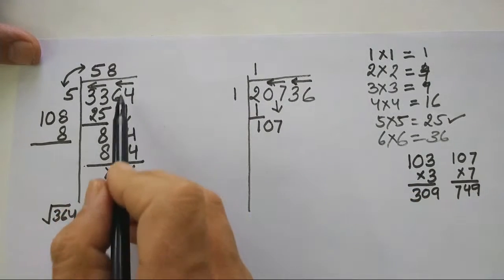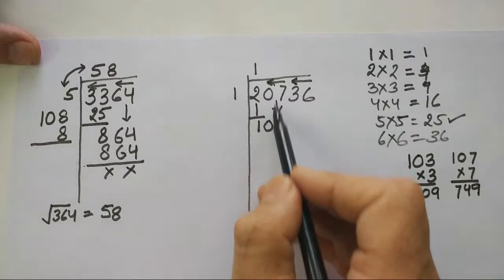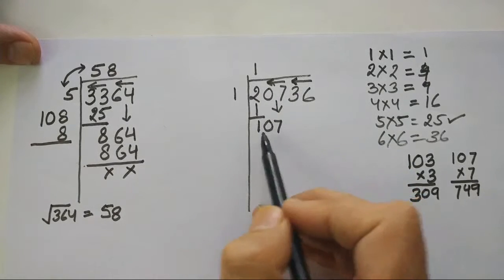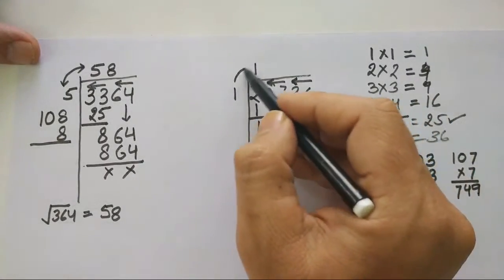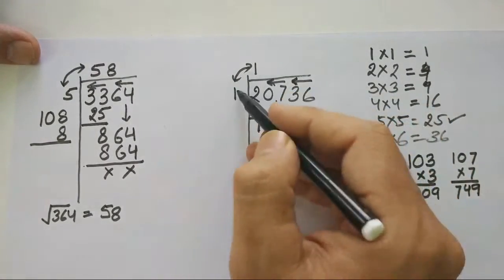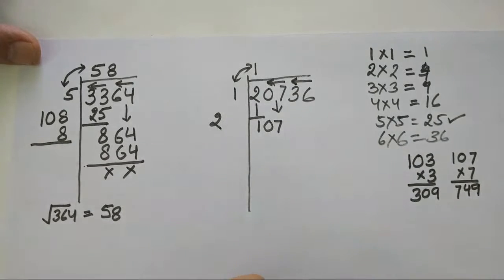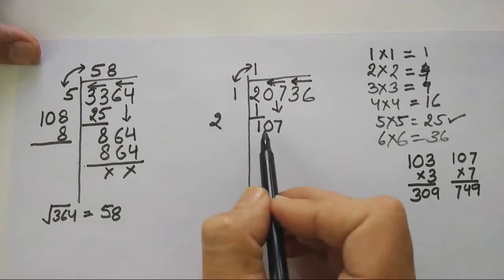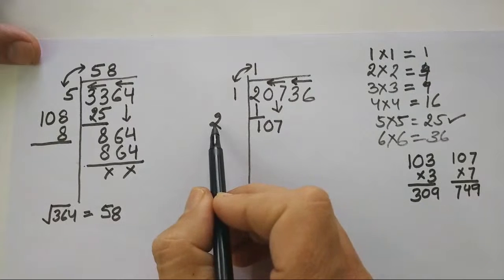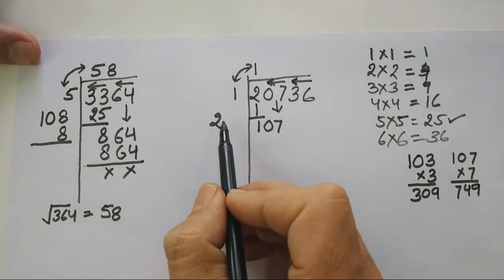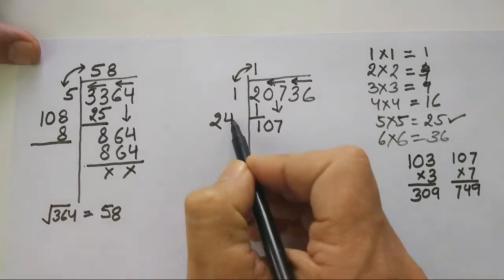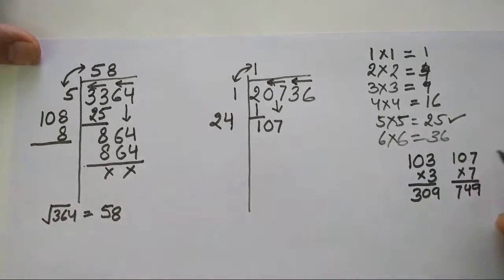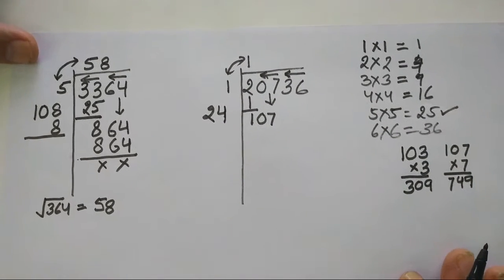Like here, we brought down 64. Here we will bring down 07. Now it will become 107. What is the next step? These two numbers will be added. So 1 plus 1 will become 2. Now we will continue dividing 107 by 2. We have to write a number after this so that it is divisible. So I am saying that it can divide by 4. You can check by putting some numbers, putting a trial.